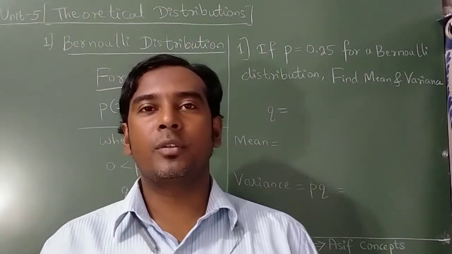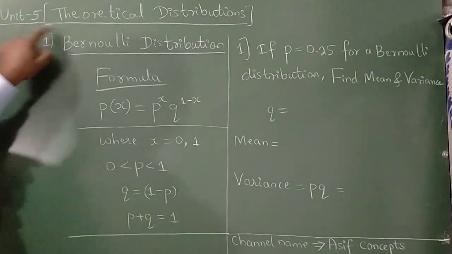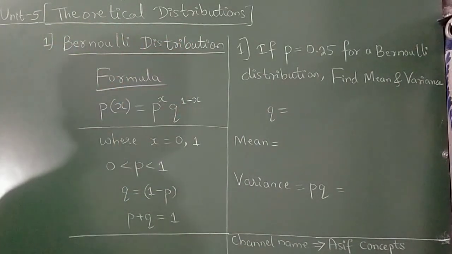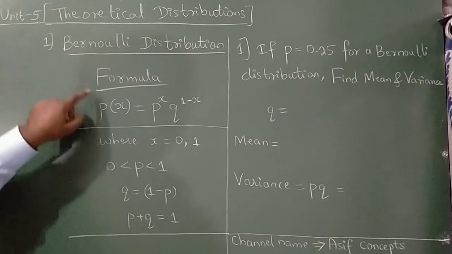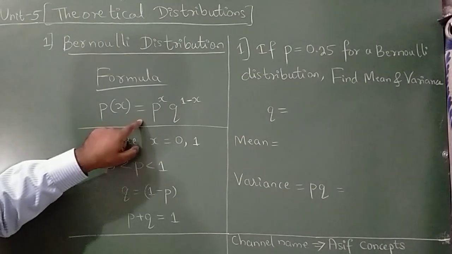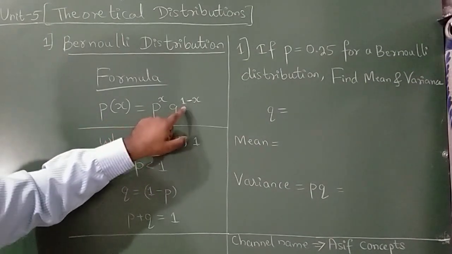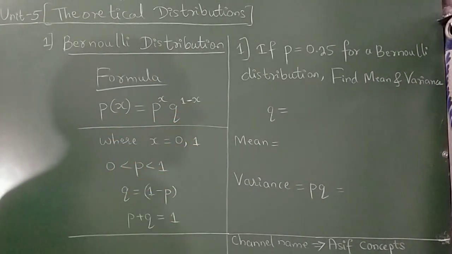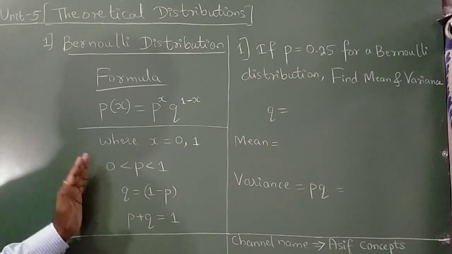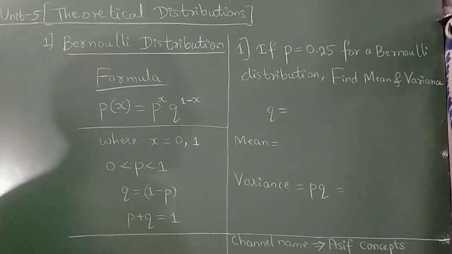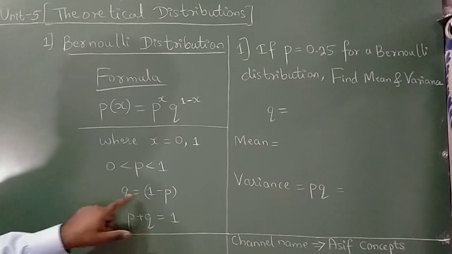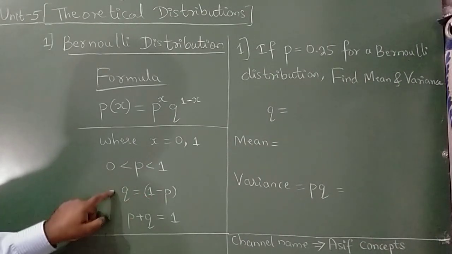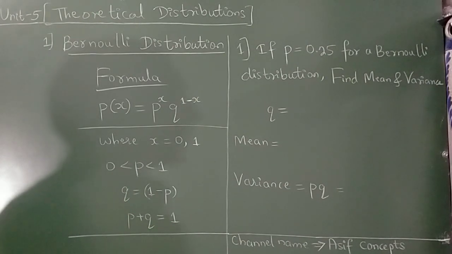So today I am going to teach Unit 5 Theoretical Distribution. In that, first one is Bernoulli's distribution. To solve this, we have a formula. P of x is equal to P raised to x into Q raised to 1 minus x, where x value is 0 and 1. The probability ranges from 0 to 1, so that is P. To find out Q, we have formula that is 1 minus P. It means that P plus Q should be equal to 1.